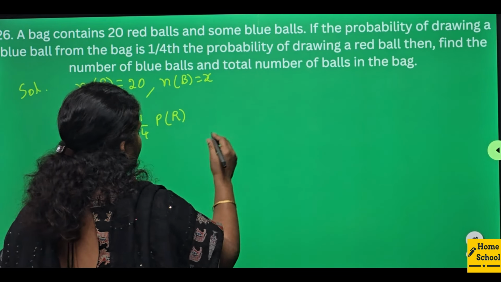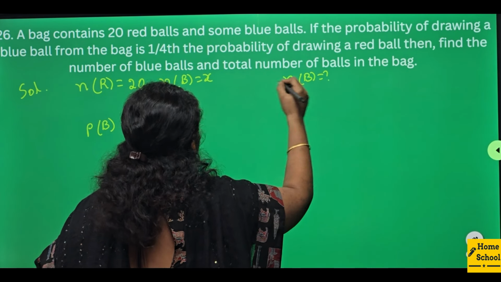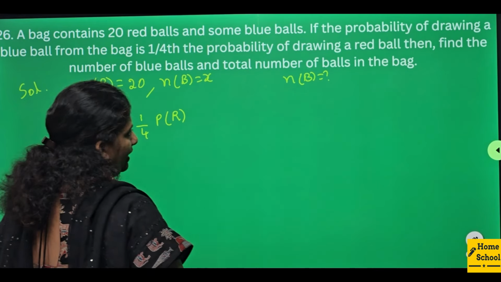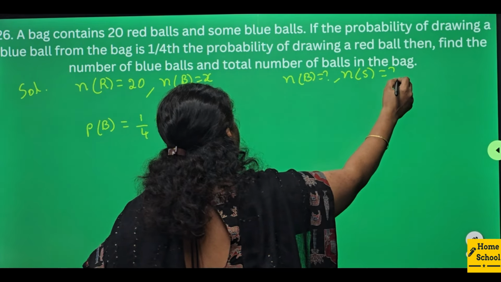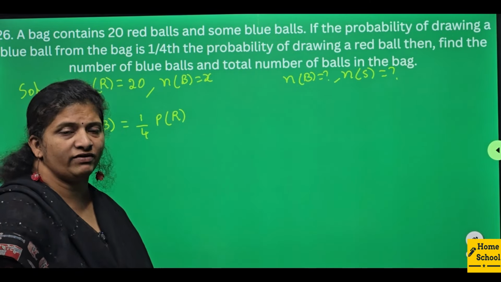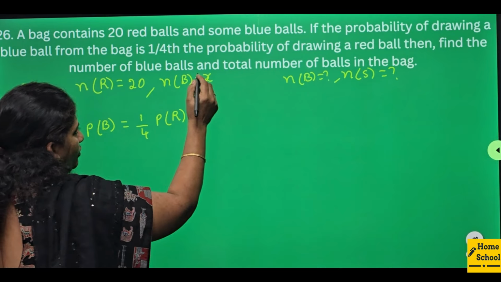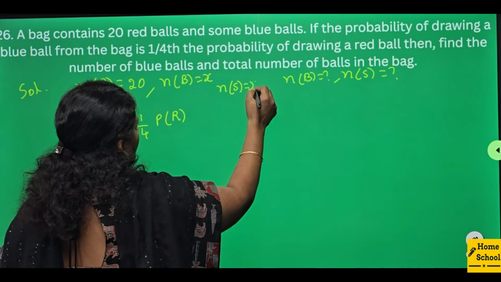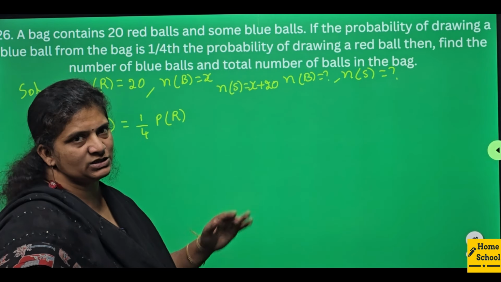What is your question? Find number of blue balls is your question. We have assumed blue balls as X, you find it out. And number of balls in the bag, that means N of S is equal to number of sample spaces, total number of balls in a bag. Where do you get number of sample spaces? By the way, we know red and blue, right? So let me write here. N of S is equal to blue ball plus red ball. N of S is equal to X plus 20.